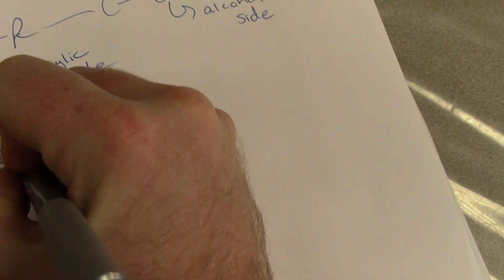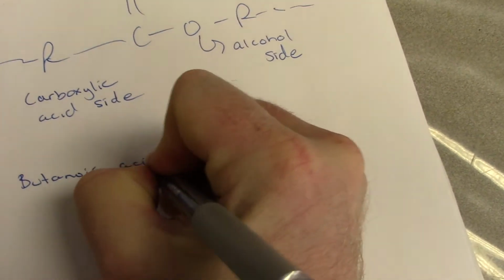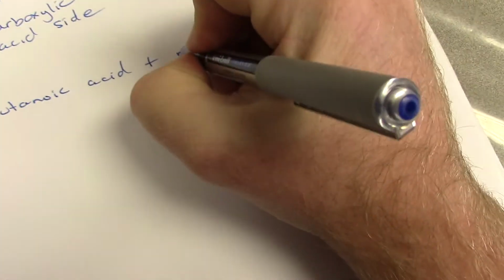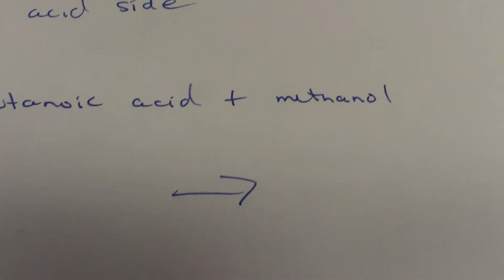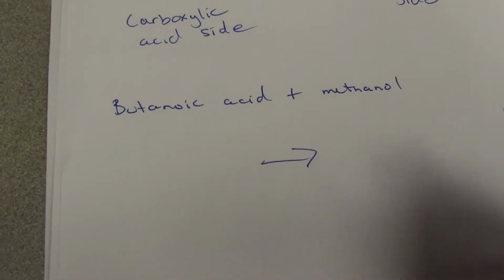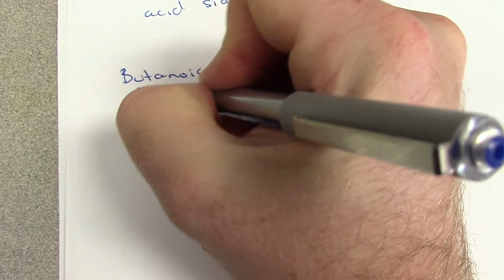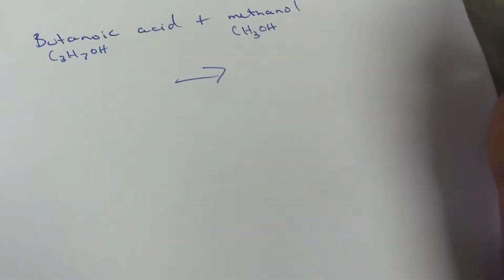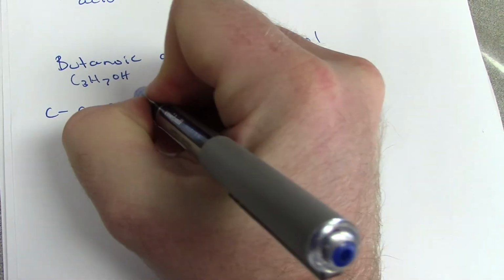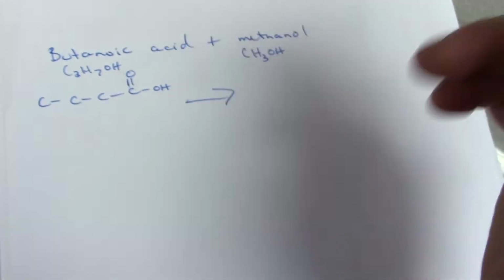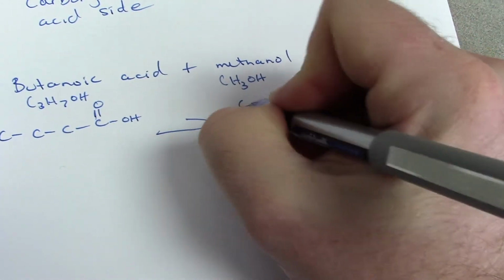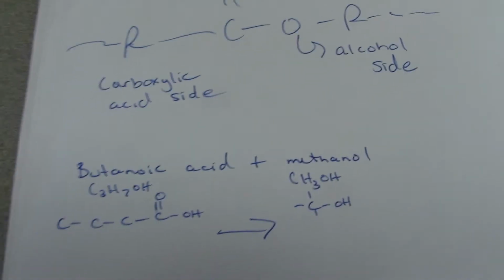So let's say we have butanoic acid plus methanol. We have these two molecules. This would be C3H7COOH, and this is CH3OH. If I were to draw this, I'm not going to put all the hydrogens in there, but that's what this is. And then the methanol would have the hydrogens attached to it as well.